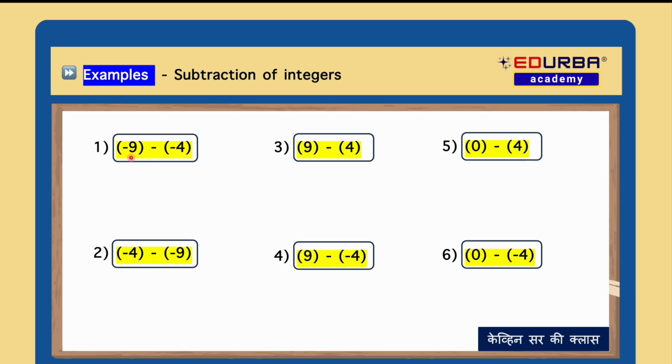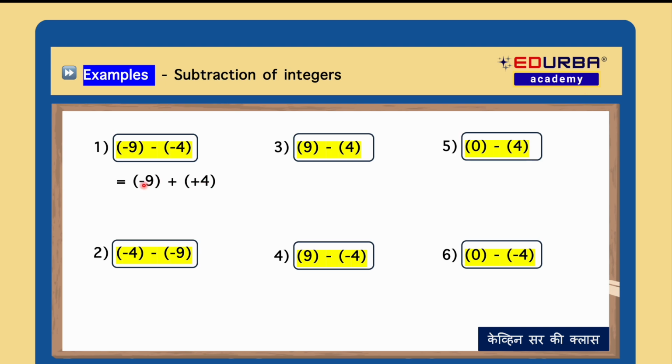Here we have minus 9 minus minus 4. The first step is to convert this subtraction problem into an addition problem. How to do that? The minus 9 which comes before the minus sign remains as it is, and whatever signs and numbers come after this minus 9 will be converted to opposite signs. For example, this minus 9 remained minus 9, this minus became plus, and this minus 4 became plus 4. Now this becomes an easy addition problem.